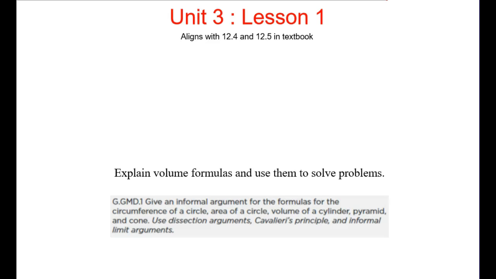Unit 3, Lesson 1. This lesson will align with 12.4 and 12.5 in your textbooks. The one standard in this lesson: give an informal argument for the formulas for the circumference of a circle, area of a circle, volume of a cylinder, pyramid, and cone. Use dissection arguments, Cavalieri's principle, and informal limit arguments.